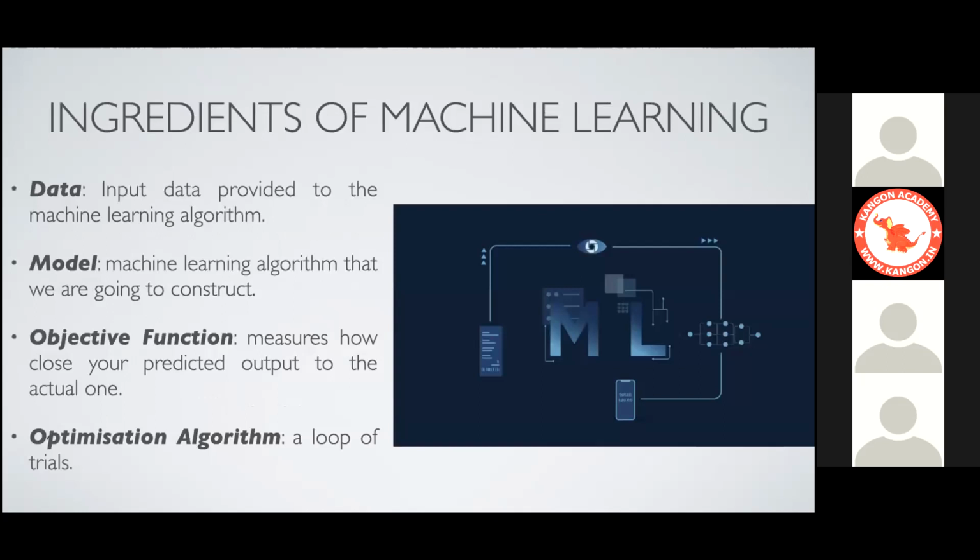So these are the ingredients of machine learning. First one is input data. We need to give some input data to the system. Next is the model. The algorithm that we construct to help the machine learn is called the model. Then the objective function, which measures how close we are to our predicted output. There is a very interesting thing written here, that is, predicted output.